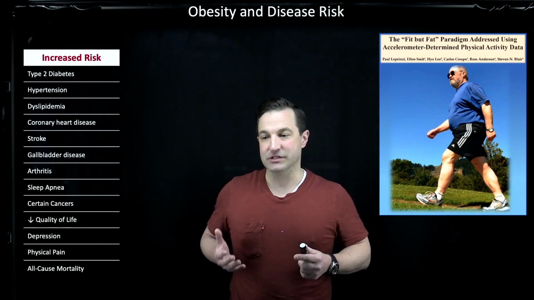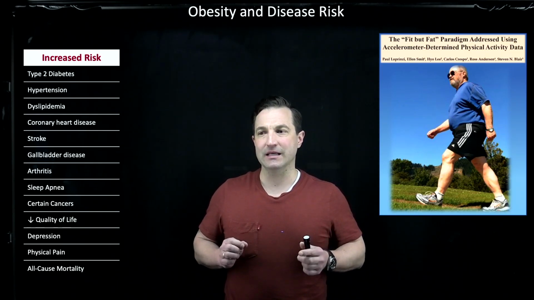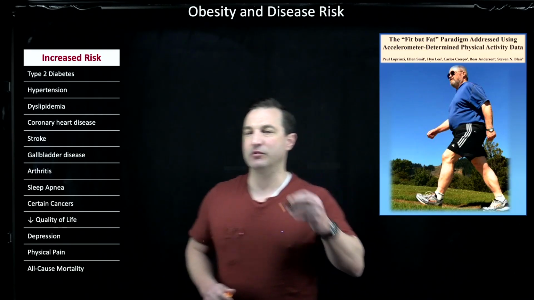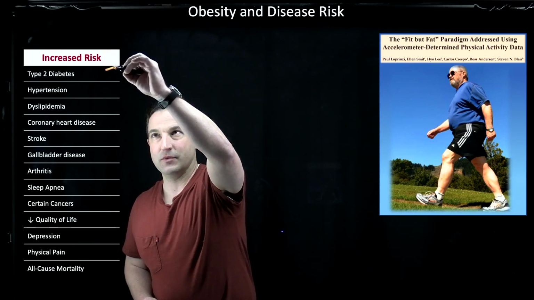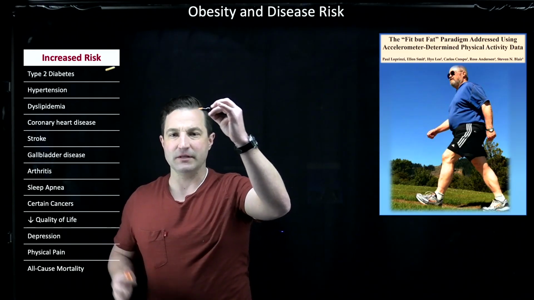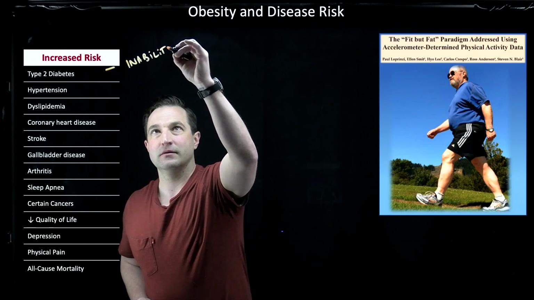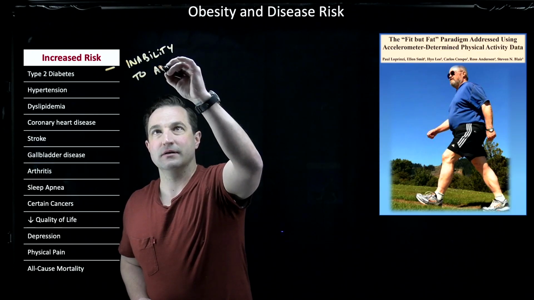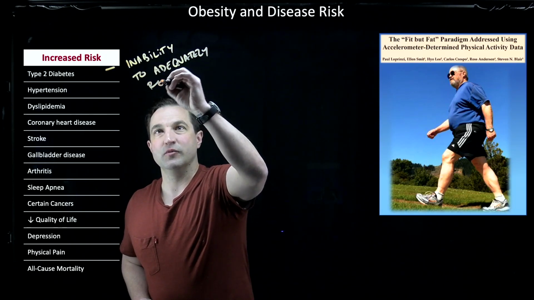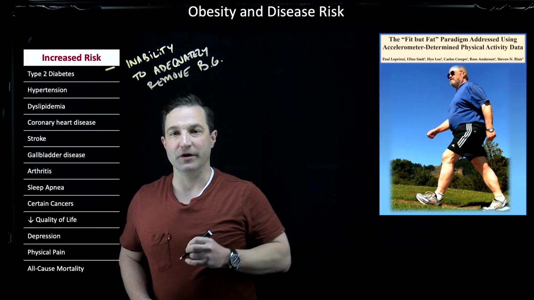Although it's important to discuss just the general relationship, we want to think about why, because we need to get into how obesity relates to some of these. So let's take the example of type 2 diabetes. We have to work backwards a little bit. What is type 2 diabetes? Well, it's the inability to adequately remove, I'm going to just put BG for blood glucose.